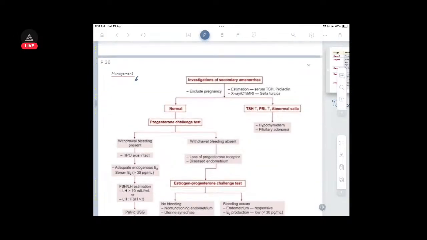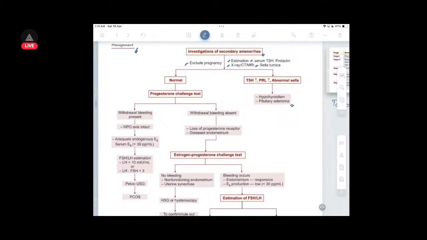Management is investigation of secondary amenorrhea. You have to exclude pregnancy, you have to estimate serum TSH and prolactin, and X-ray, CT, MRI for the sella turcica. Sheehan syndrome is the most recent. TSH will be increased, prolactin will be increased, and there is a subnormal sella.